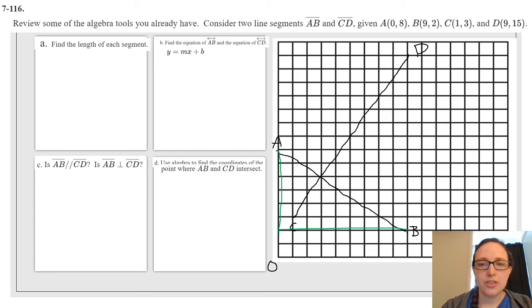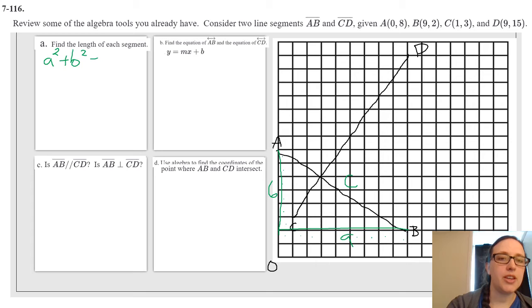So that height is 1, 2, 3, 4, 5, 6. So I just count the squares on that side. And then for the base, we want to count the squares on this side. 1, 2, 3, 4, 5, 6, 7, 8, 9. And we're going to use Pythagorean theorem to find the hypotenuse of that triangle. So we're finding the length of AB by using Pythagorean theorem. Remember, that's a squared plus b squared equals c squared.